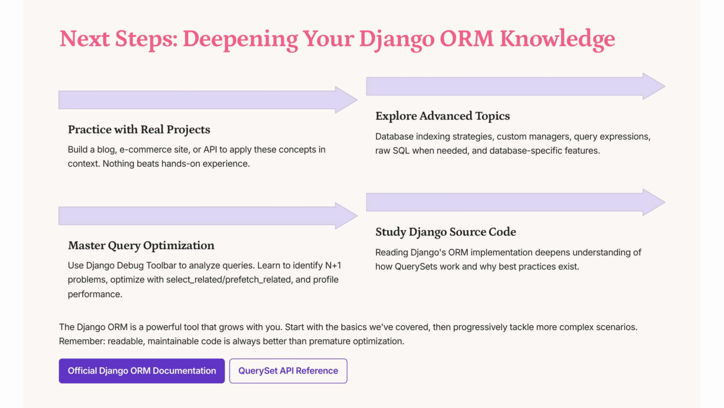To deepen your Django object relational mapping knowledge, practice by building real projects like blogs or e-commerce sites. Explore advanced topics such as database indexing, custom managers, and query optimization. Use tools like Django Debug Toolbar to analyze queries and study Django's source code for a comprehensive understanding. Always prioritize readable, maintainable code over premature optimization.